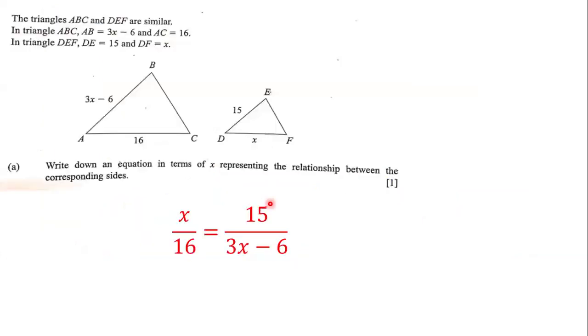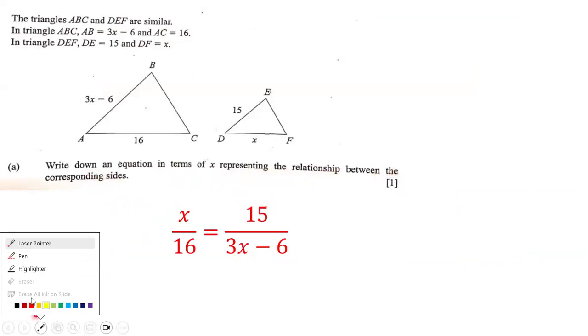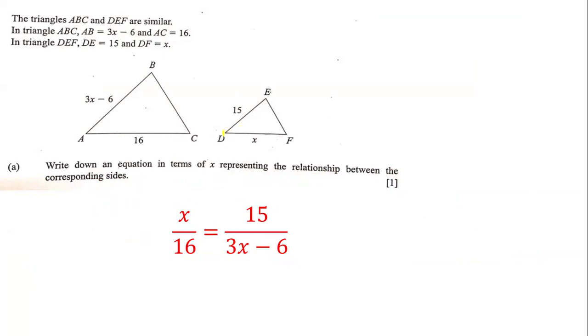Okay, let's move on. It says to write down an equation in terms of x representing the relationship between the corresponding sides. If you notice carefully, we have x and we have 16. These two are corresponding sides, so we put them in the same ratio. And what else? We have 15 and we have 3x minus 6. Those two are corresponding sides, so we put them in the same ratio as well.